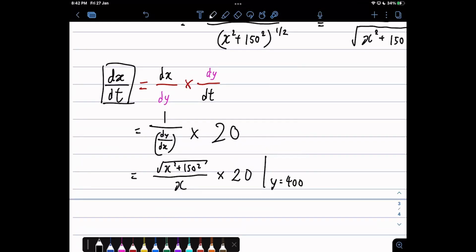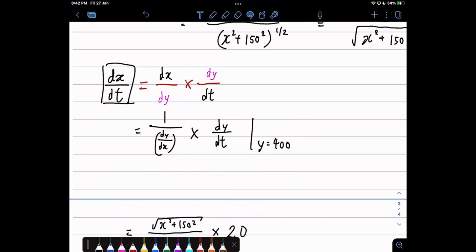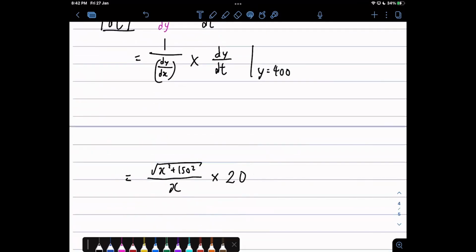Okay, that's technically not very accurate. I should do this instead. dy by dt. Then I can rewrite it like this. Sorry, I'm being a bit long-winded. You don't need to do this, but I want to show you the correct notation.